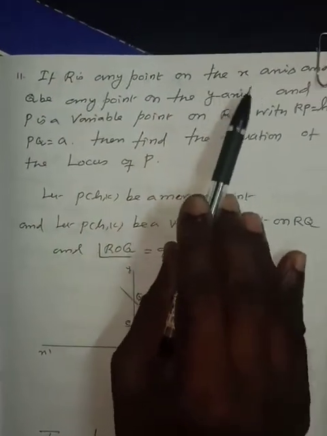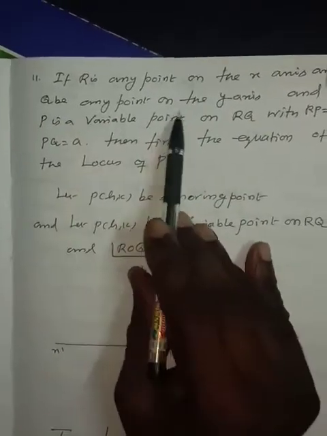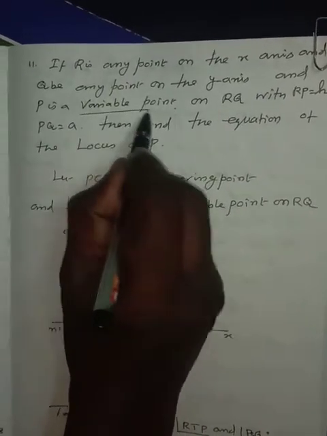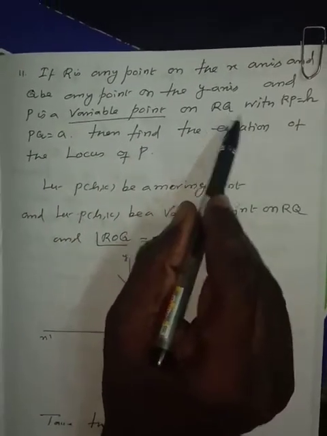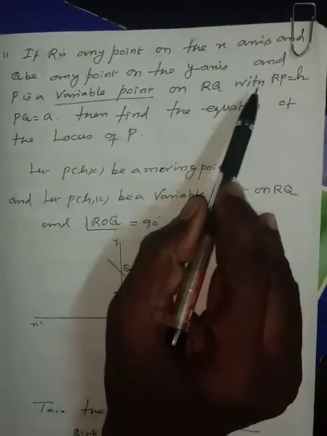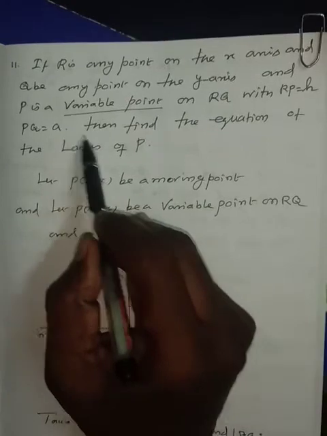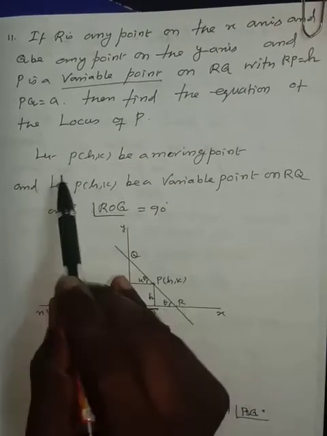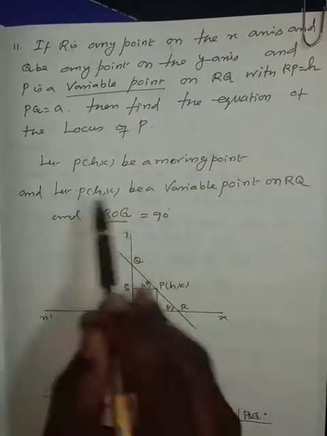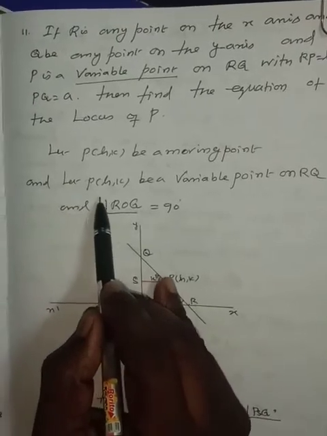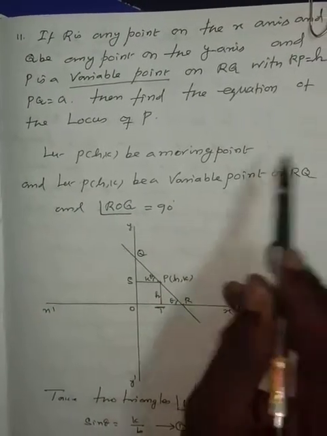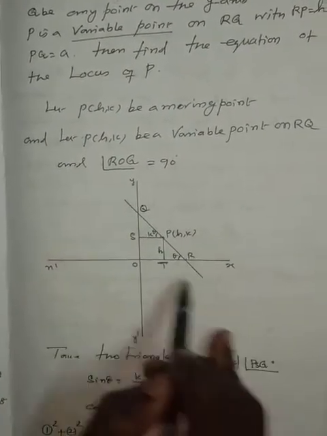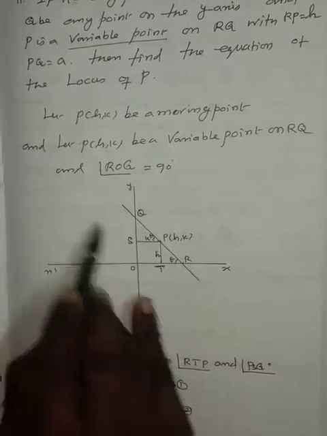Sum number 11. If R is any point on the x-axis and Q is any point on the y-axis and P is the variable point on RQ, means the moving point, with RP is equal to h and PQ is equal to a, then find the equation of the locus of the point P. Let P(h, k) be a moving point, or any point on the path, and let P(h, k) be a variable point on RQ. Draw the x and y axes. PR is a straight, slanting line.